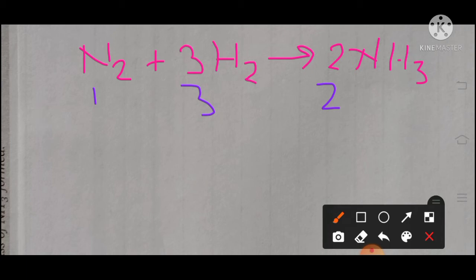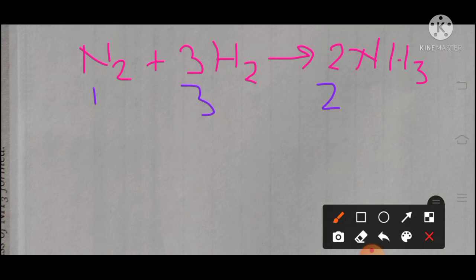The question is that mass of 3 mole of H2. Mass of 1 mole of H2: the molecular weight of H2 is 1 into 2, that is 2. So 2 times 3 is 6.